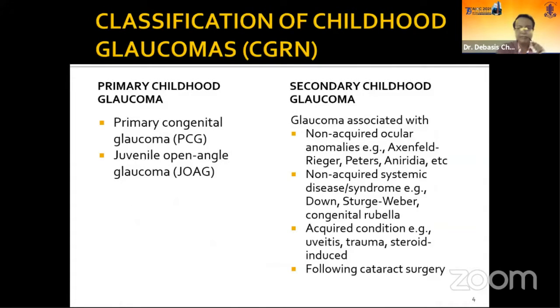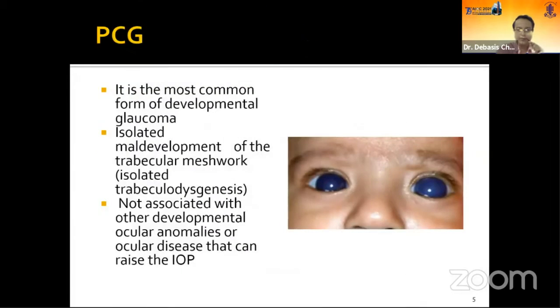Now, the classification of the childhood glaucomas by the Childhood Glaucoma Research Network is into primary childhood glaucomas and secondary childhood glaucomas. The primary childhood glaucomas include primary congenital glaucoma, which we'll be discussing today. Apart from that, we have juvenile open-angle glaucoma in older age. Then there are the secondary glaucomas. These can be non-acquired ocular anomalies like Axenfeld-Rieger and Peters, non-acquired systemic disease, for example Down's or Sturge-Weber, and acquired conditions, for example uveitis, steroid-induced, or glaucoma following cataract surgery.